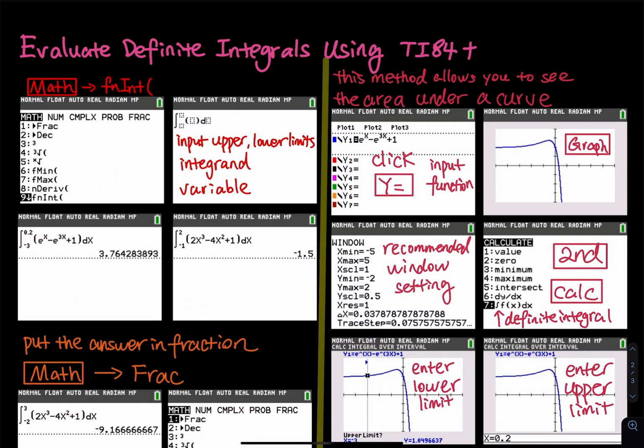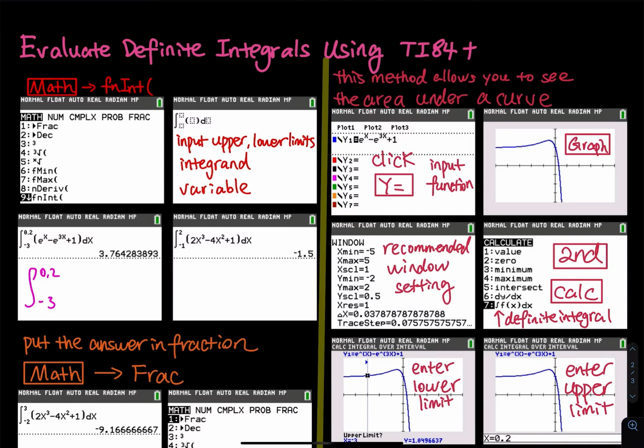Once you click that, it brings you to the home screen. Do you see that there is a definite integral? The calculator is asking you to input the lower and upper limits, then the integrand, and then the variable. Let's say we have the integral from -3 to 0.2 of e to the x minus e to the 3x plus 1 dx. Integrating that gives approximately 3.76 something.